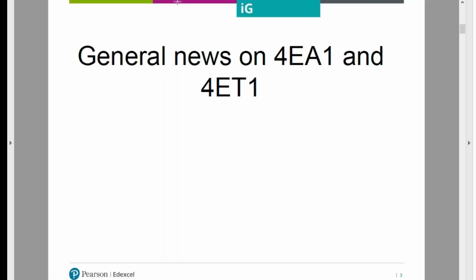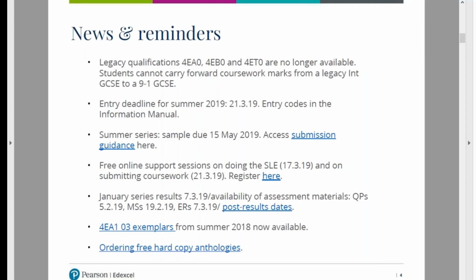Okay, so first of all, we've just got some general news on each of the qualifications. Some general reminders. The legacy qualifications for AO, BO and TO are no longer available. In January 2019, centres outside the UK were still able to sit those, but just to be completely clear, those are now completely withdrawn, and it's not possible to carry forward any element of those qualifications onto the new ones. So you can't carry coursework forward from the old to the new, for example.